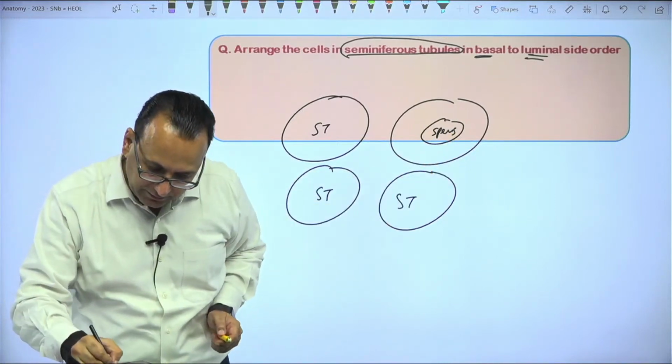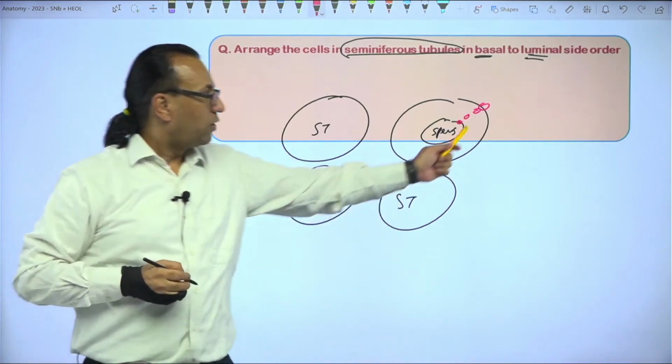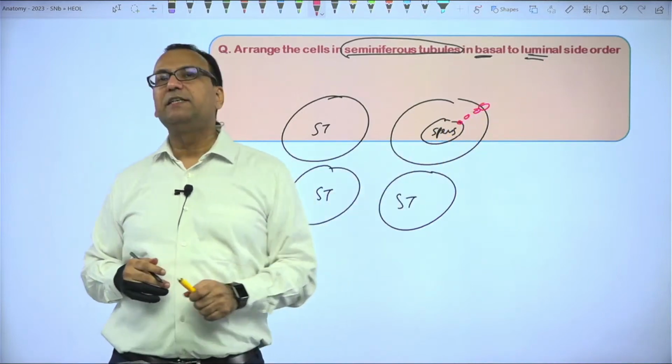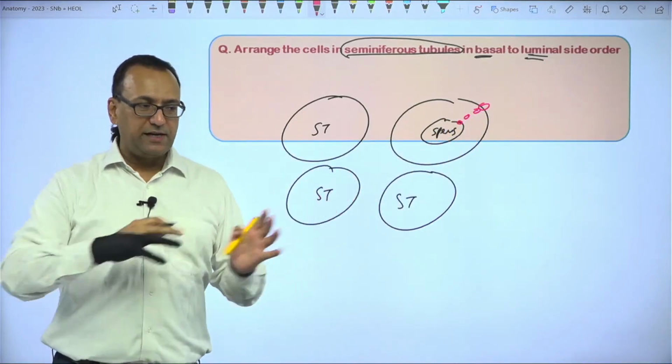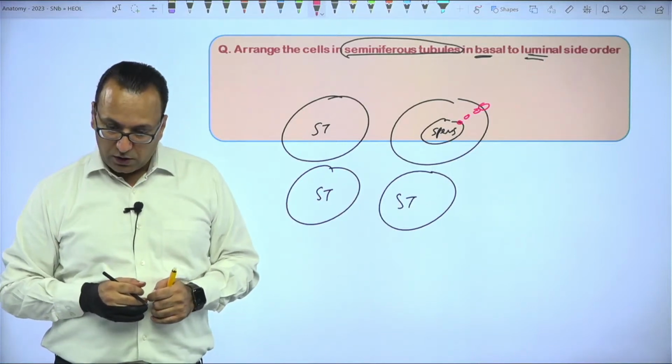So they are asking from base towards the lumen. Yes. What are the names of these cells? And arrange them in a sequence, because in the INI-CET exam they can give you A, B, C, D and ask you to arrange in a sequence. That kind of questions come. So what should I answer?